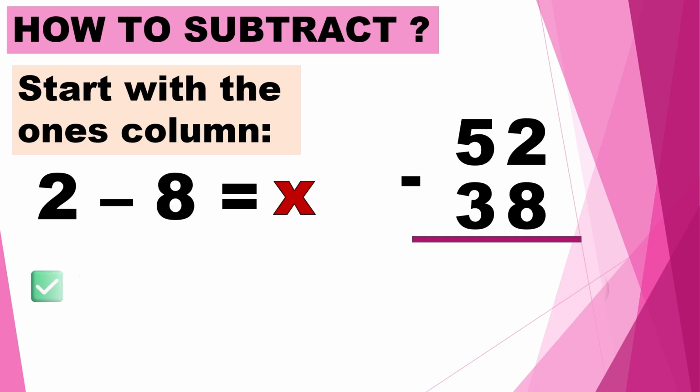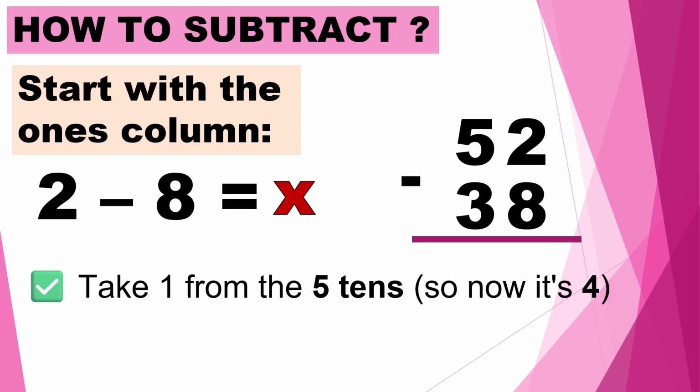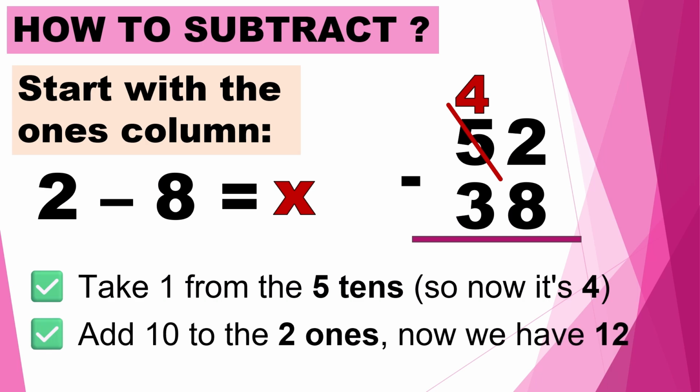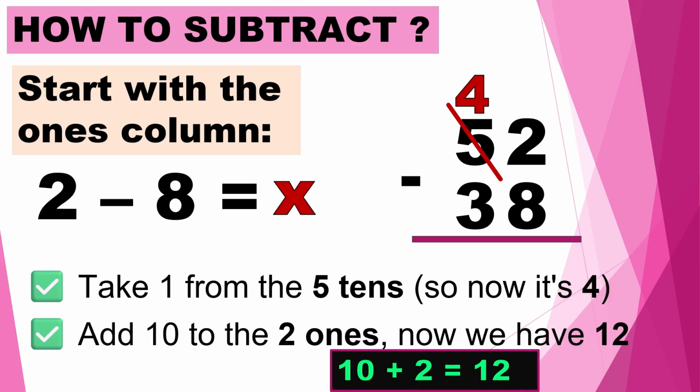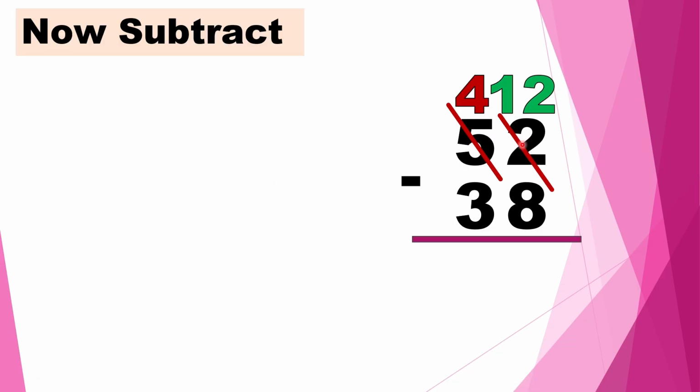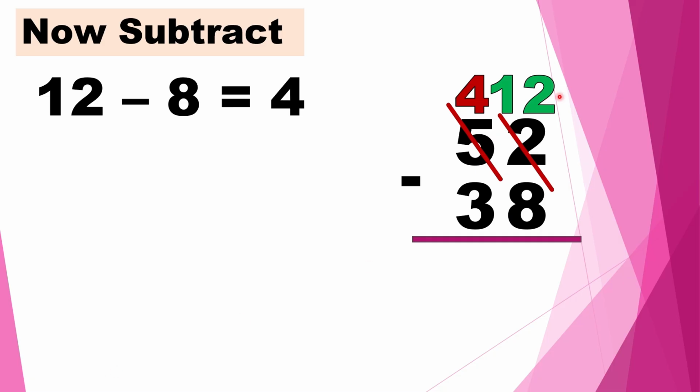So we regroup. We're going to take 1 from the 5 tens. Then 5 becomes 4. The next step is to add 10 to the 2 ones. Now we have 10 plus 2 equals 12. So now 2 becomes 12. Okay, now let's subtract. We subtract 12 minus 8, which is equal to 4.